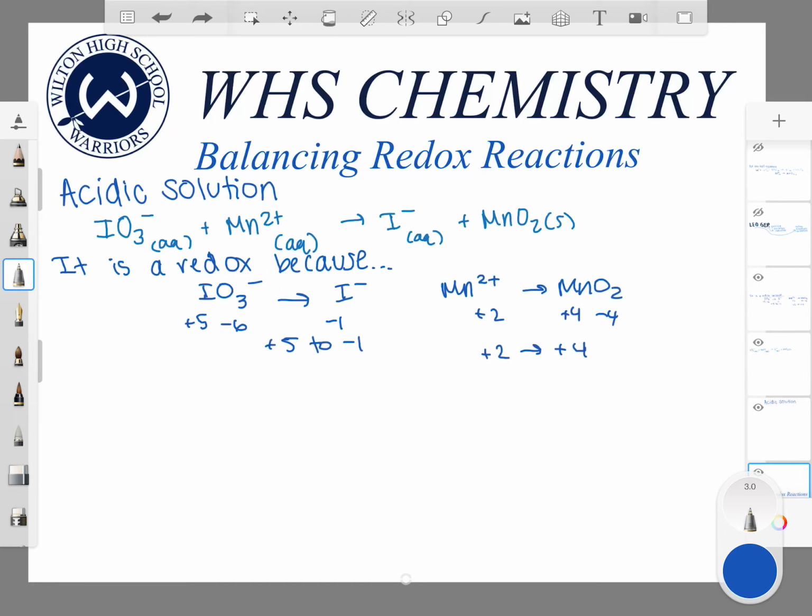So we know that iodine changes charges, so it's going to be a redox reaction. And the same is the case for Mn. It changes from 2+ to 4+.